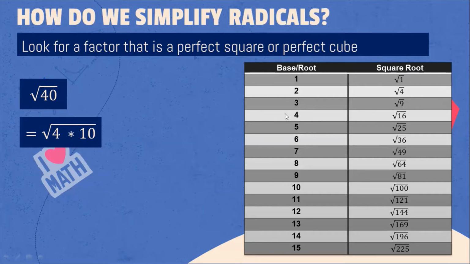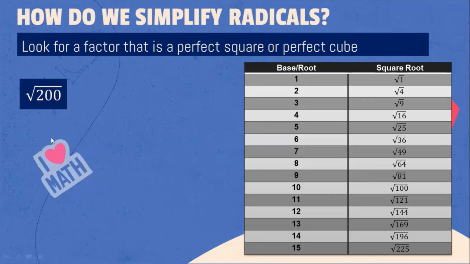4 is a perfect square, so we can simplify the square root of 4. That is, the square root of 4 is 2, times the square root of 10. The final answer is 2 square root of 10. The square root of 40 is 2 square root of 10.